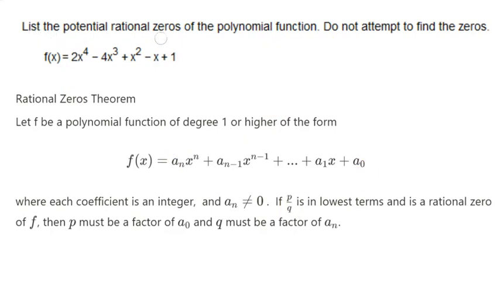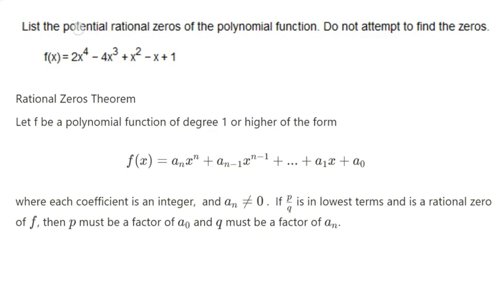List the potential rational zeros of the polynomial function. Do not attempt to find the zeros. We're trying to find the potential rational zeros of f of x equals 2x to the fourth minus 4x cubed plus x squared minus x plus 1.